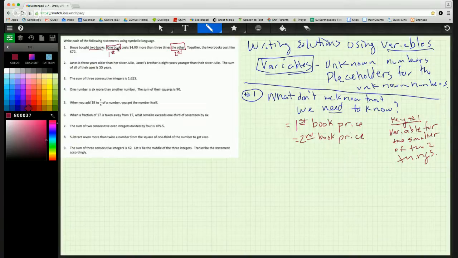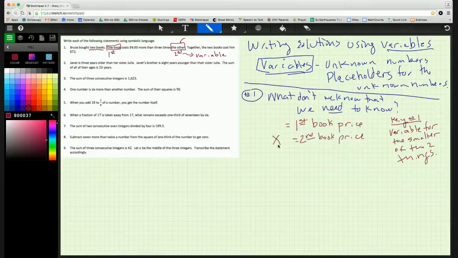The first book costs $4 more than 3 times the other. So this first book is the one that's really expensive, because we're going to take the second one, multiply it by 3 and add 4, and then we get the cost of the first book. So we're going to use a variable for the second book. We don't know what its price is, so we're going to use a variable x.